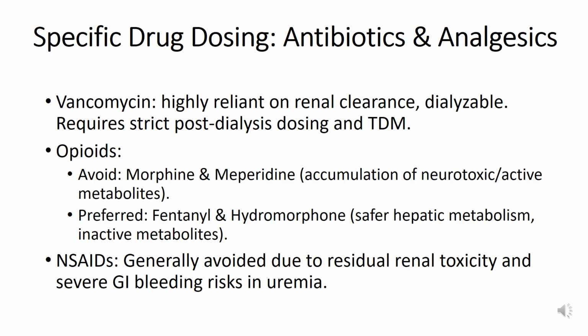Safer alternatives are available. Fentanyl is one of the preferred opioids. It is primarily metabolized by the liver. It produces inactive metabolites. This makes it much safer in renal impairment. Hydromorphone is another commonly used option. Although it has metabolites, they are less toxic and more predictable. With careful dosing, it can be used safely in end-stage renal disease patients. Close monitoring is still required. Sedation and respiratory depression must always be watched for.